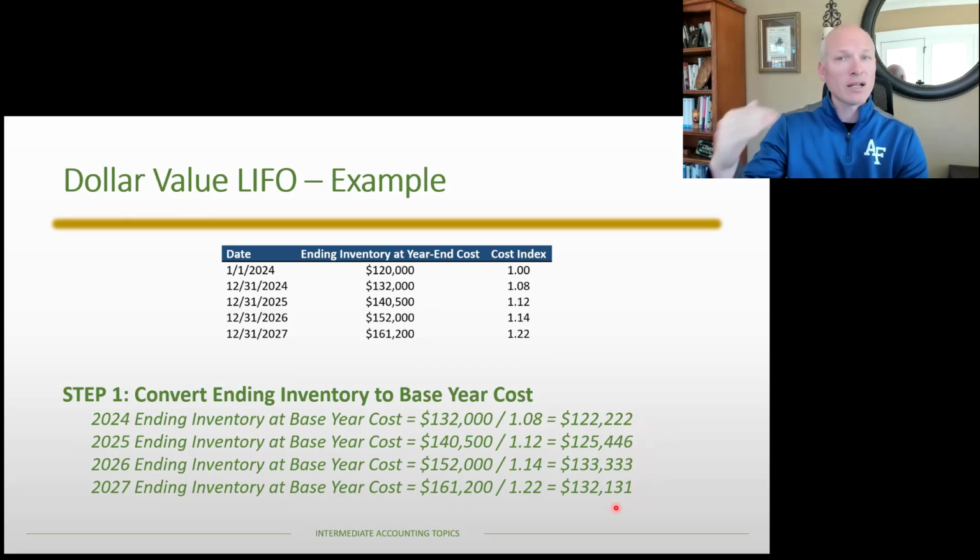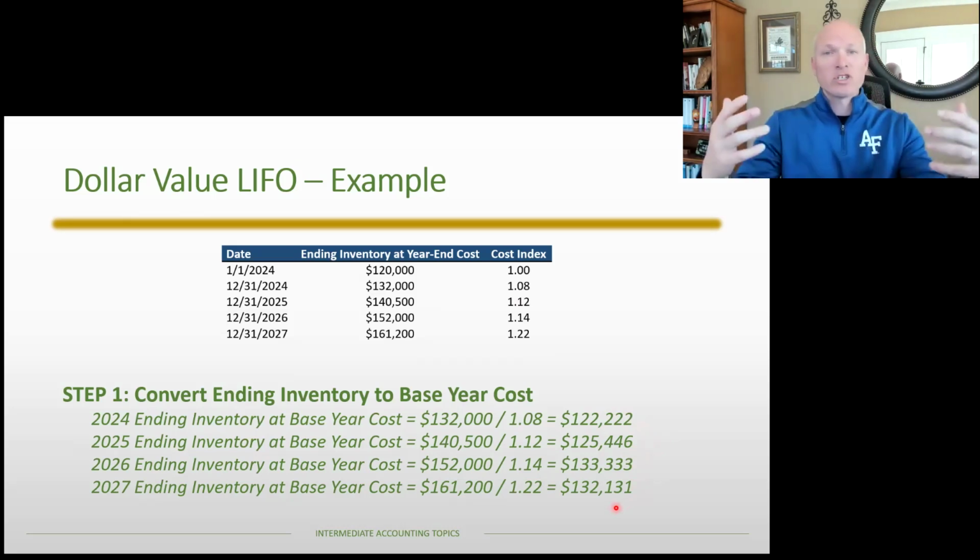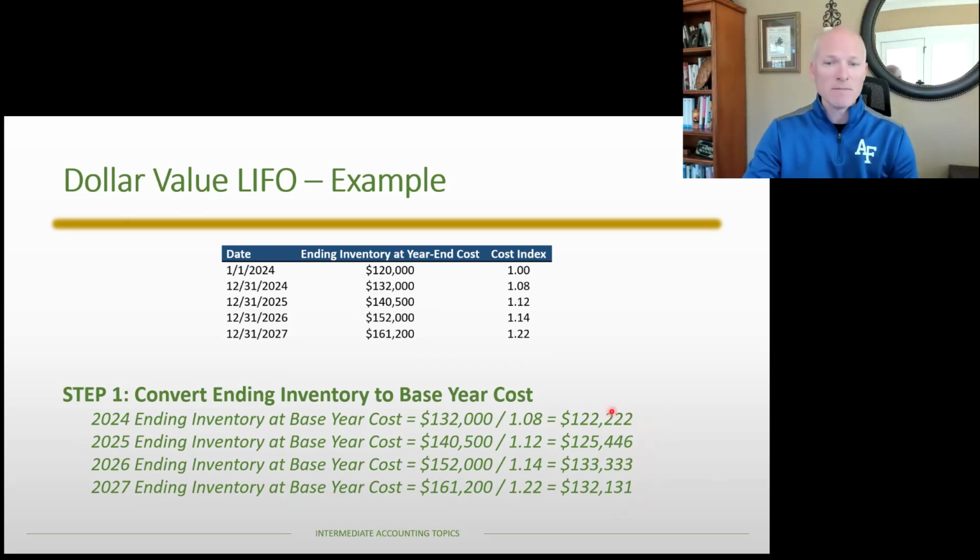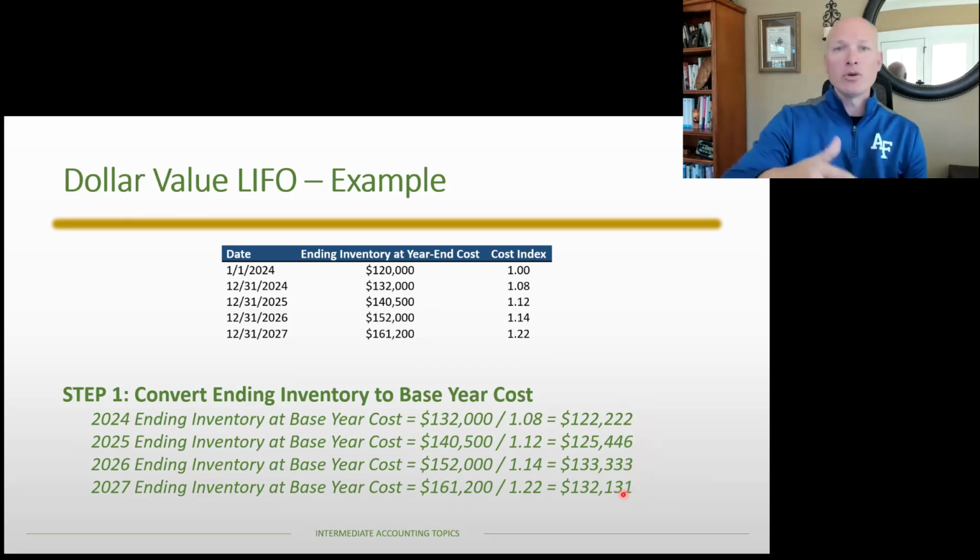Now we know, did we add a layer or did we not? Step two is going to quantify that. But that's what the first step is. We're trying to figure out, did we add a layer? And you can see that in 2024, we added a layer because it's more than 120,000. In 2025, we added a layer because we increased from 122 to 125. Then we added another layer in 2026. And you can see in 2027, we did not add a layer. In fact, in terms of volume, our volume went down slightly. We're going to talk about how we handle that. But initially, right away, you can see added a layer, added a layer, added a layer. Oops, did not add a layer.